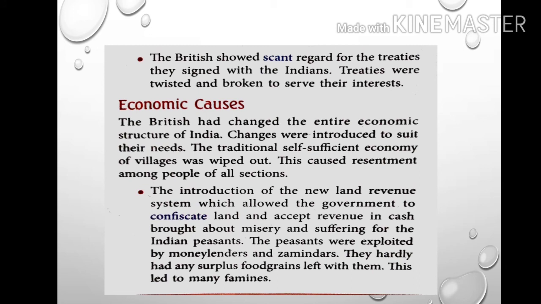The British showed scant regard for the treaties they signed with the Indians. Treaties were twisted and broken to serve their interests.